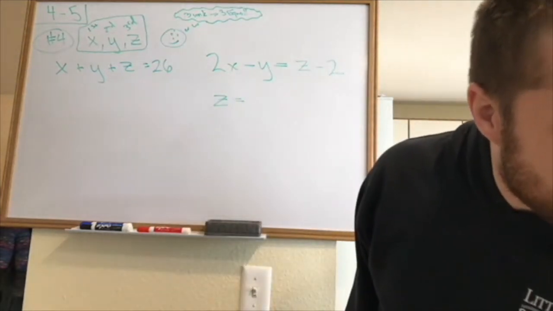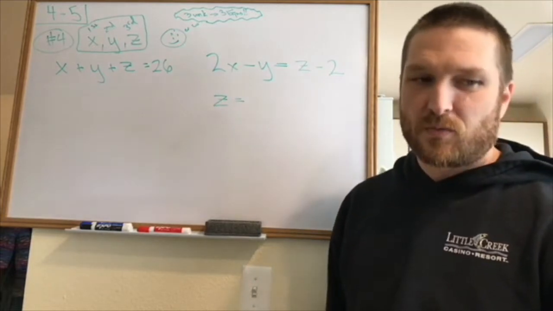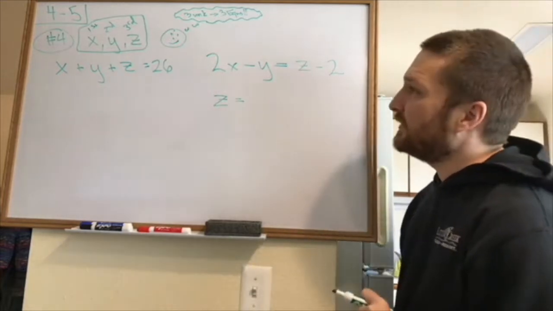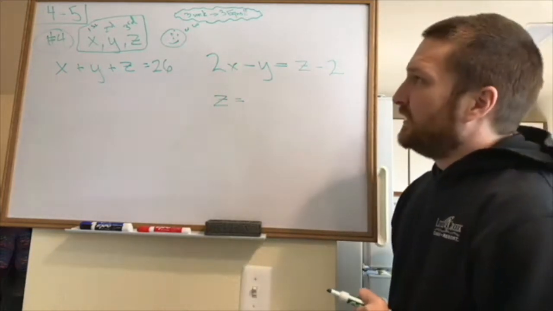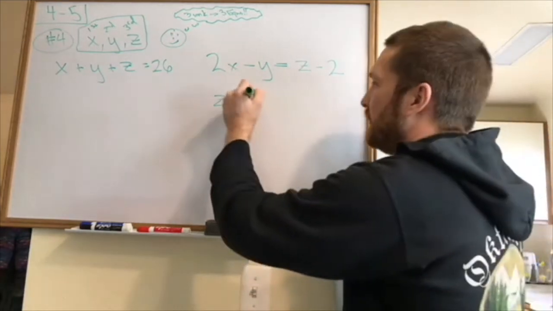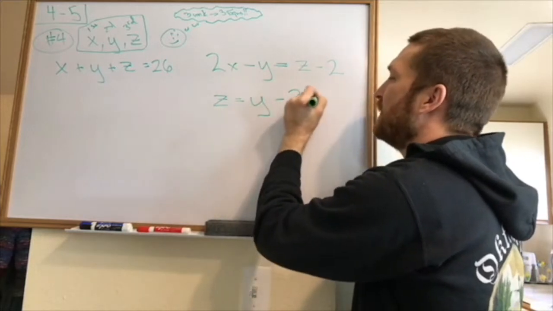It says the second minus 3 times the first. So what is that? The second minus 3 times the first. Z equals y minus 3x. There you go. The second minus 3 times the first.